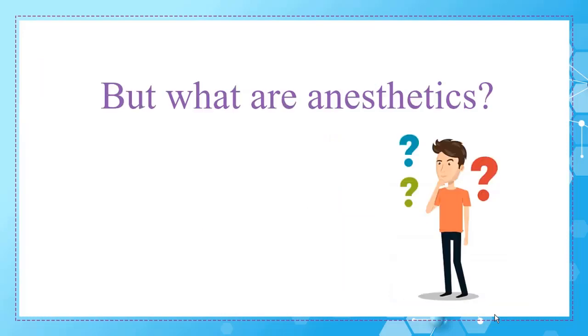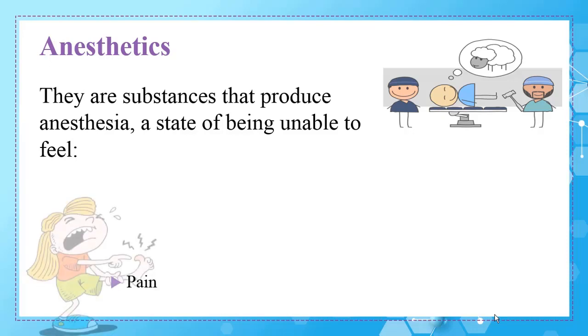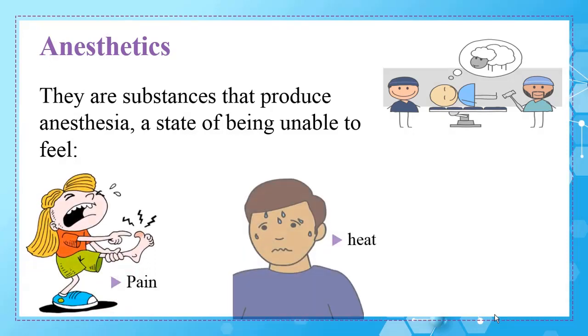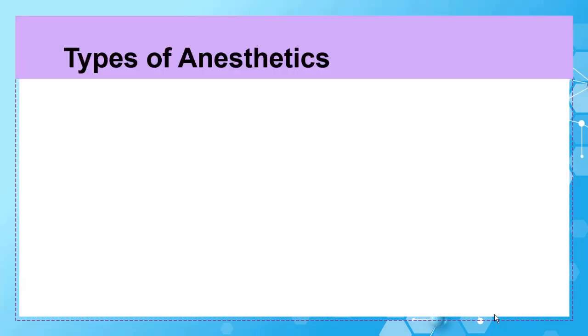But what are anesthetics? We took in the previous lesson that medicinal drugs are classified in different categories according to the function that they perform. So anesthetics are another class of medicinal drugs that produce anesthesia, which is a state of being unable to feel pain, heat, or cold.